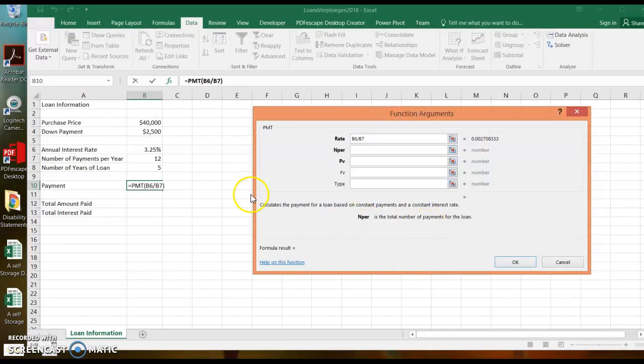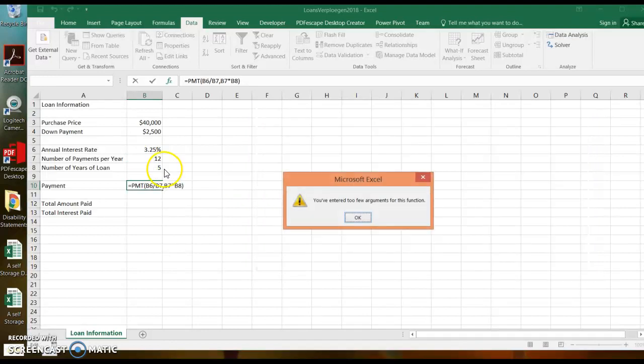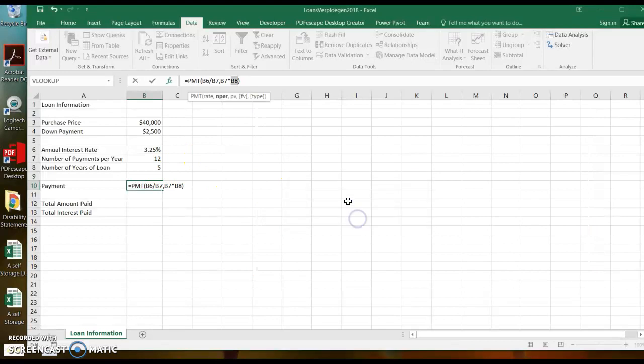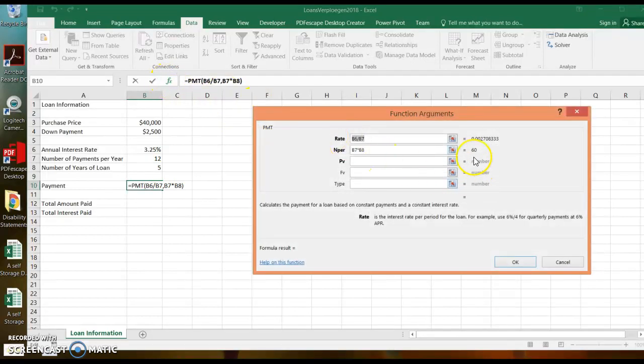NPER is the total number of payments of the loan. So if we're going to pay 12 payments a year times 5 years, we're going to make, whoops, I wasn't done there. I hit enter instead of down to the next tab. We're going to make 60 payments. And then the present value, what amount are we borrowing from the bank? That's that $40,000 minus the $2,500.